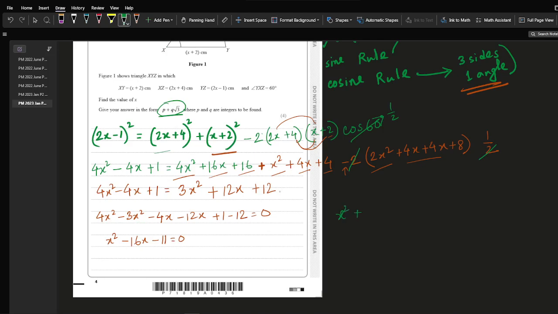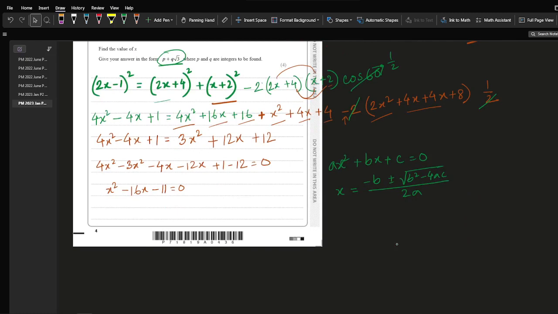So ax squared plus bx plus c is equal to 0. For this equation, the solution is x equals minus b plus or minus the square root of b squared minus 4ac, divided by 2a. I'm not sure if the formula sheet gives this formula. You have to memorize it for your entire life, especially if you're taking pure maths.